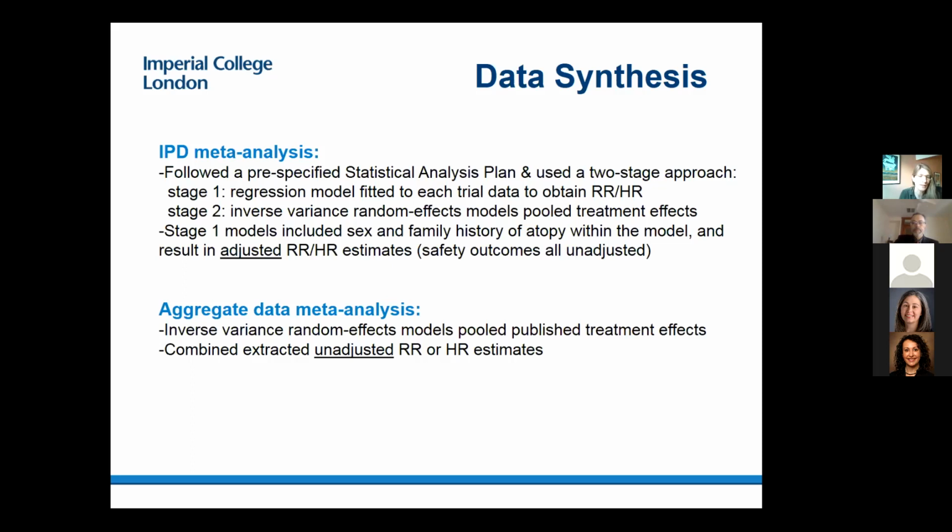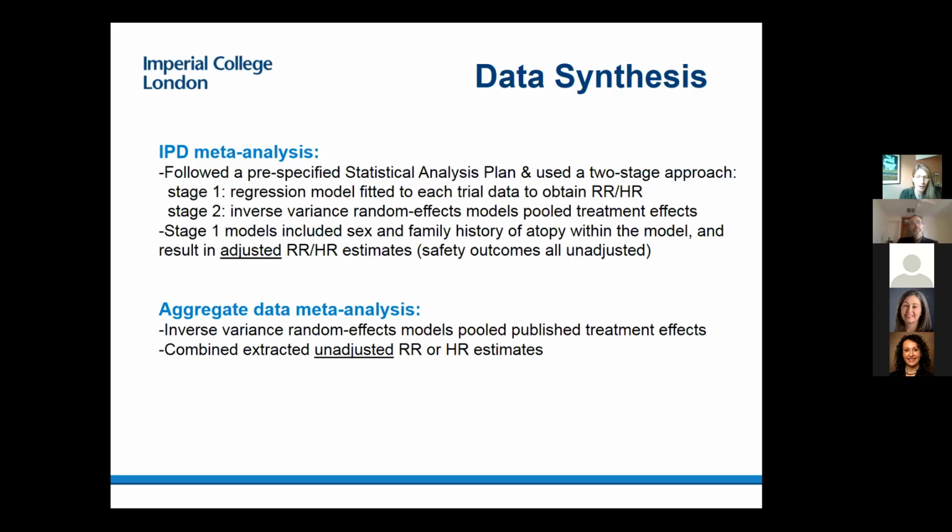Now, for the aggregate data meta-analysis, inverse variance random effects models were used to pool the extracted risk ratios or hazard ratios that come from publications. Now, most of the trials reported unadjusted effects, and so we combined extracted unadjusted relative risk or hazard ratio estimates. And we did also do sensitivity analysis, including any published adjusted effect sizes, but there weren't many of those.